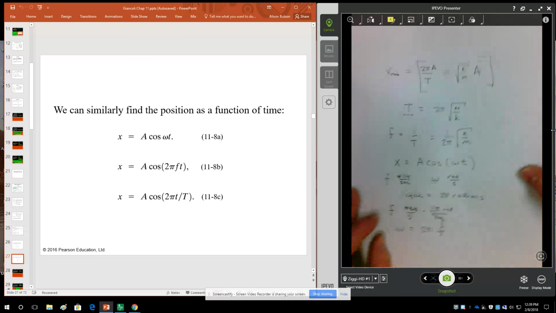I like that follow-up question below. What happens if the amplitude is doubled? So if you pull the glider back further, or if you give it a bigger push, what will happen? And again, surprisingly, nothing. The period will be the same.